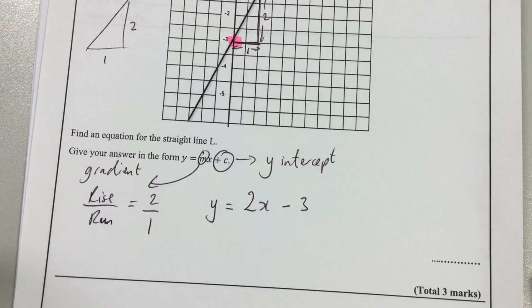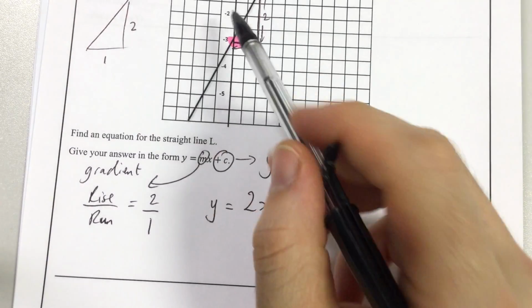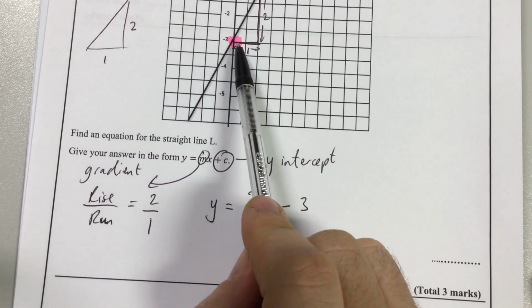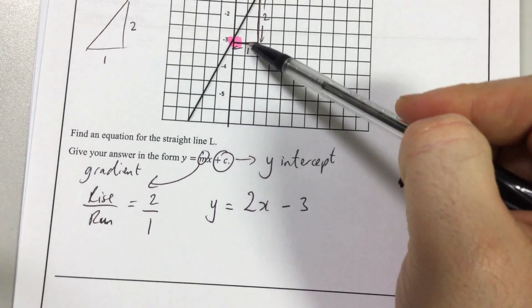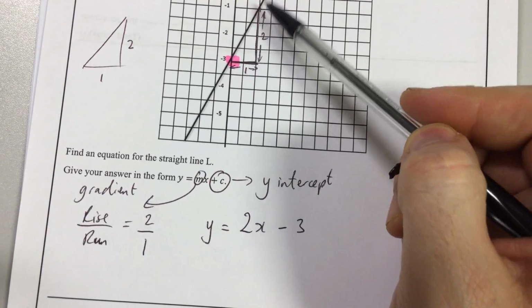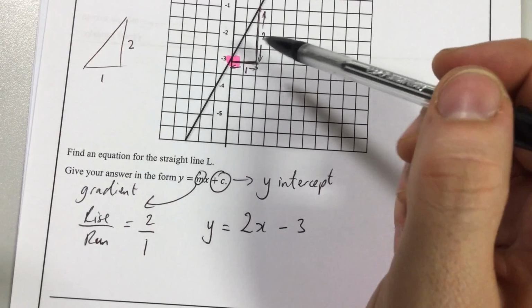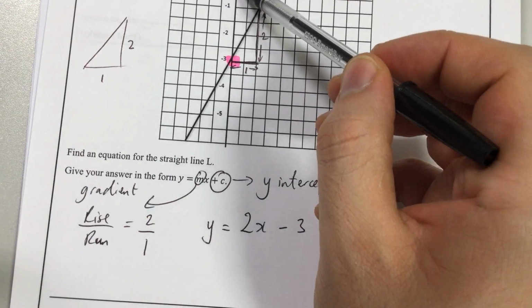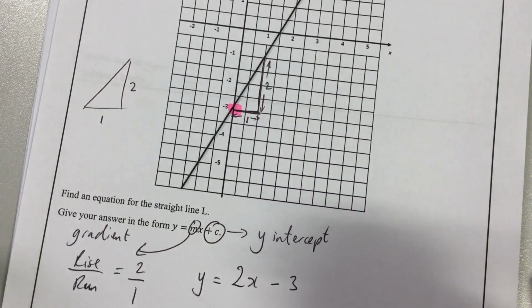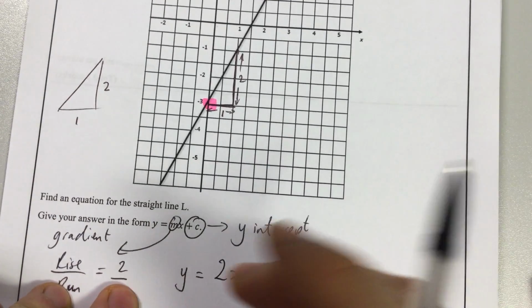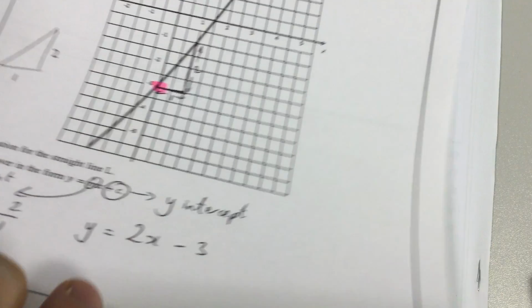Okay? So if you want to do an interpretation of that, because that's what they're pushing a little bit in the new exams, an interpretation of the gradient is every time you increase the x value by 1, y increases by 2. That is an interpretation of the gradient. The interpretation of the y-intercept is when x is 0, y is negative 3. Okay, so that's how you interpret, and that's really key as the new types of questions reveal themselves.